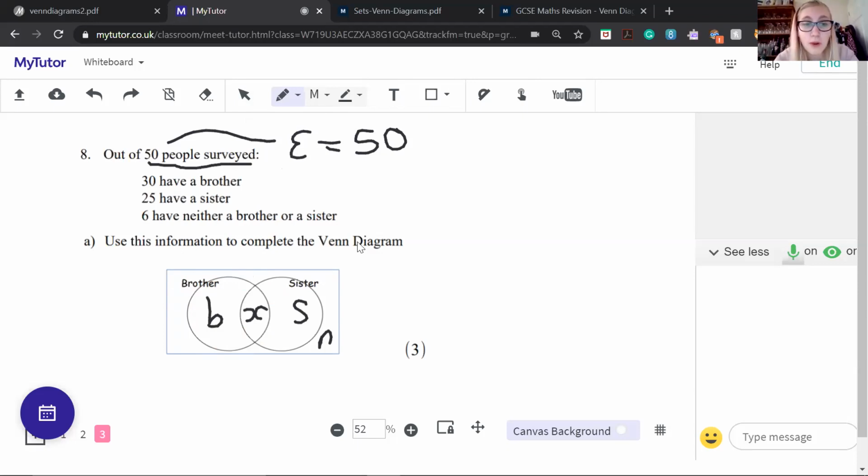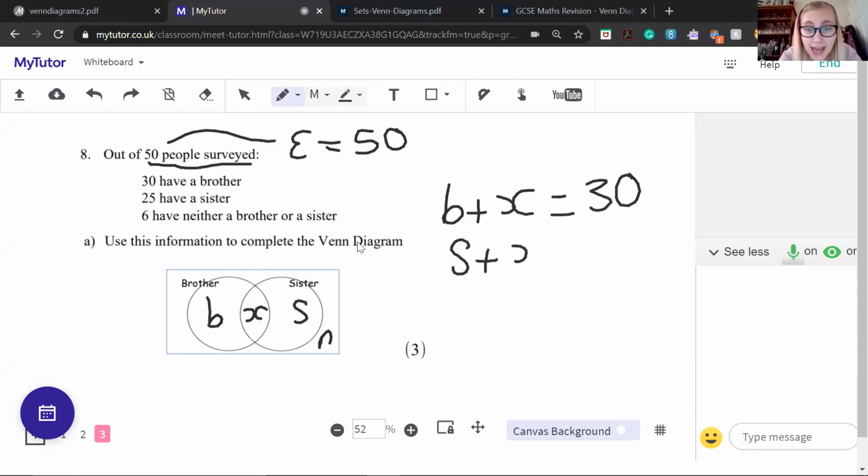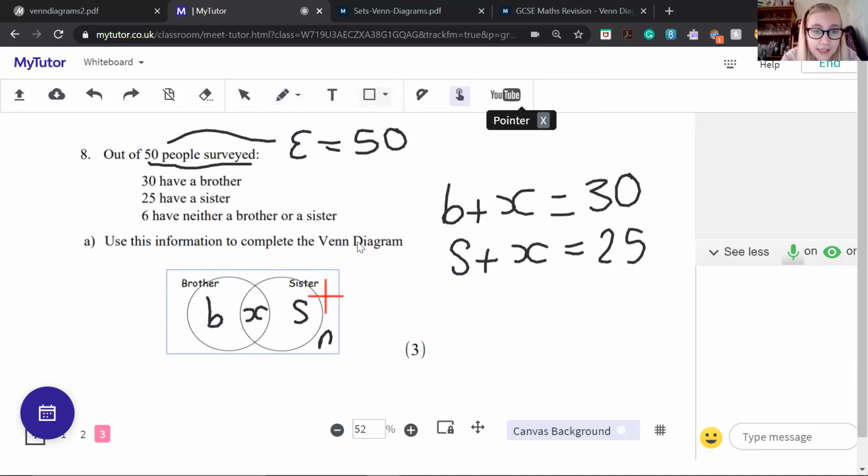So 30 have a brother. That means B plus X is 30, right? Everything in this circle. But we don't know how many is actually in the middle here, so we can't fill anything in just yet. If 25 have a sister, that means S plus X is 25. And that's because everything in this circle is 25. Again, we don't actually know how many have both yet.